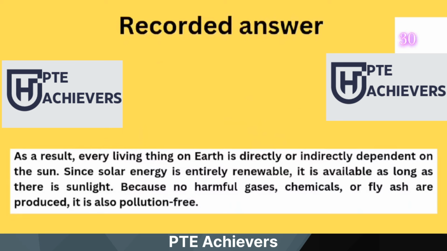As a result, every living thing on Earth is directly or indirectly dependent on the Sun since solar energy is entirely renewable. It is available as long as there is sunlight. Because no harmful gases, chemicals, or fly ash are produced, it is also pollution-free.